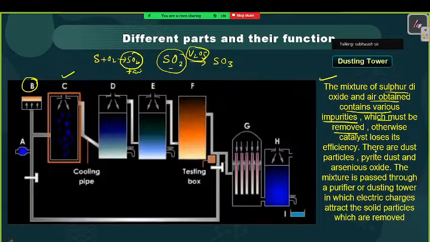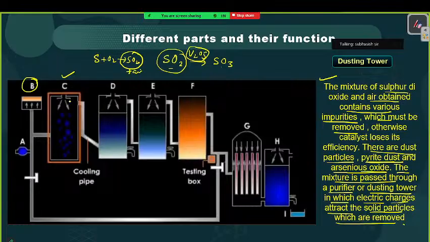These impurities are mainly dust particles, pyrite dust, when you use iron pyrites, then pyrite dust is contaminated with sulfur trioxide, and also the arsenous oxide. These are the important impurities that are contaminated with the sulfur dioxide. Now this mixture is passed through a purifier or the dusting tower. This is dusting tower. This is called purifier, in which electric charges attract the solid particles which are removed.